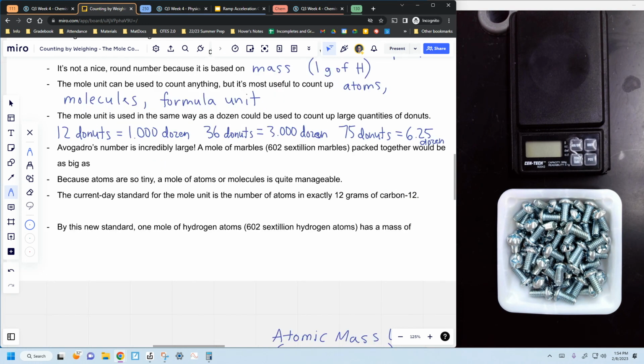Unlike the value of a dozen, Avogadro's number is incredibly large. A mole of marbles, again, that would be 602 sextillion marbles, packed together would be as big as the entire Earth. It's hard to fathom how big this number is. Imagine if the room you were sitting in was filled with marbles from floor to ceiling. That would be a lot of marbles. Now imagine the building you're in. Maybe it's a house or a school, completely filled with marbles. It's a lot of marbles. That's not even close to the number of marbles that would be in 1 mole. And remember, this is based basically on the amount of hydrogen atoms in just 1 gram.